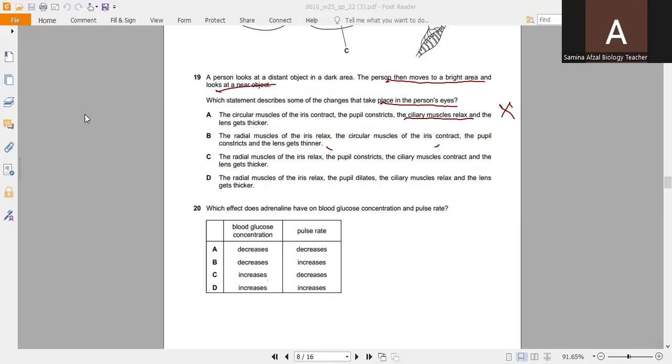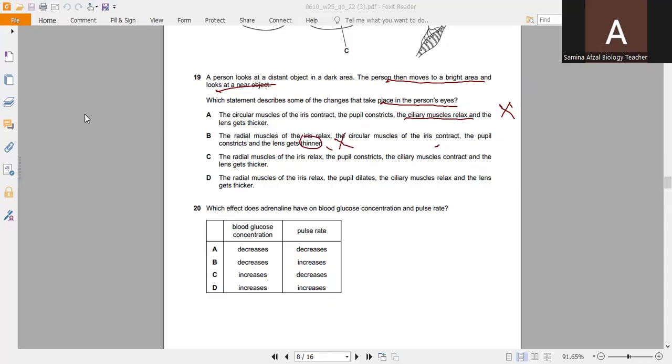get thinner. Lens, when to focus on a near object, the light rays need to be bent more sharply. So the ciliary muscles contract, which slackens the suspensory ligament. This allows the elastic lens to bulge and become thicker, not thinner. So according to this, this is not the correct option.